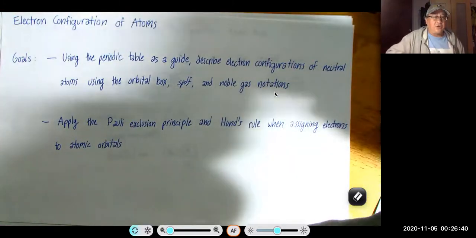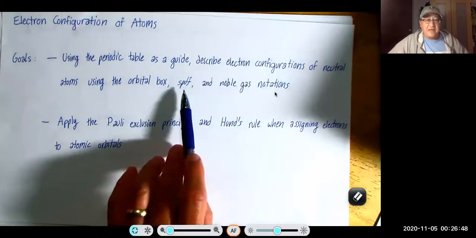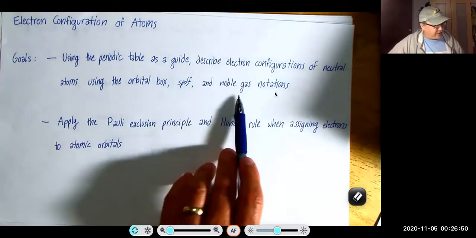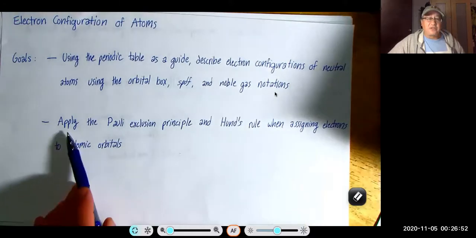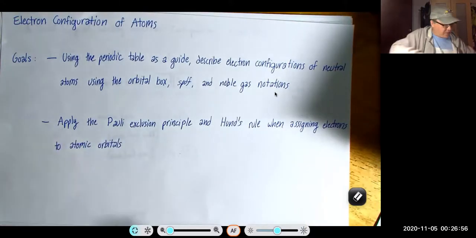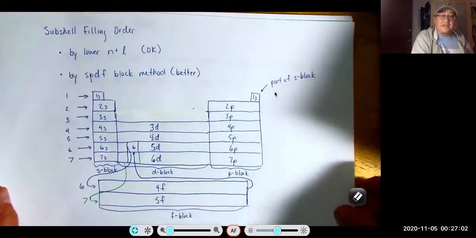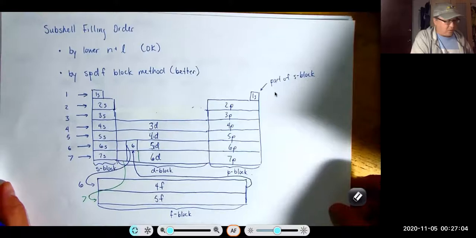The goals are, using the periodic table as a guide, describe the electron configurations of neutral atoms using the orbital box, SPDF, and noble gas notations. Apply the Pauli exclusion principle and Hund's rule when assigning electrons to atomic orbitals. And I want you to recall that we had a figure that looked like this for the subshell filling order.